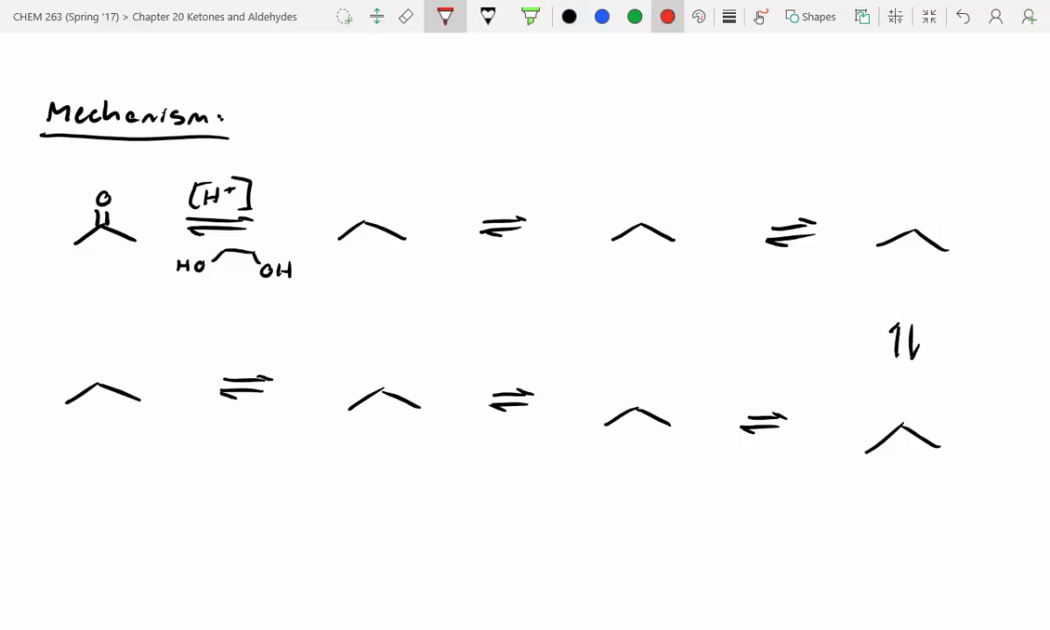So first step, proton transfer, fastest reaction. Now we've got ethylene glycol floating around. What now? Yeah, it's going to attack in, kick up electrons.